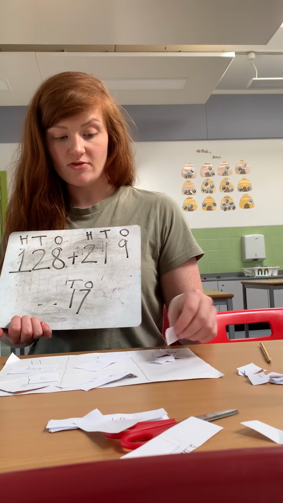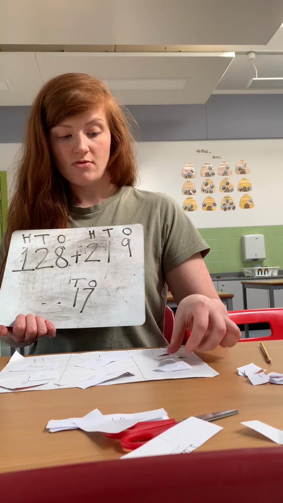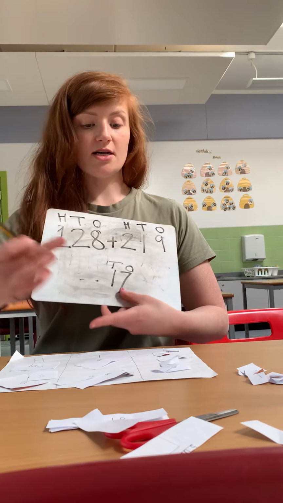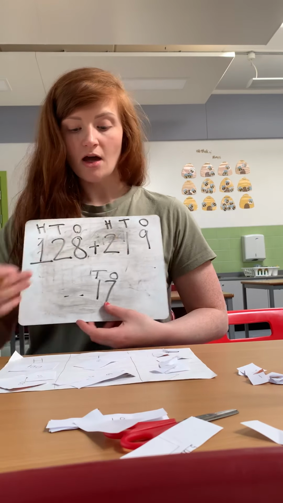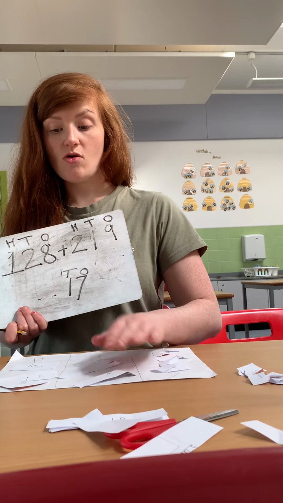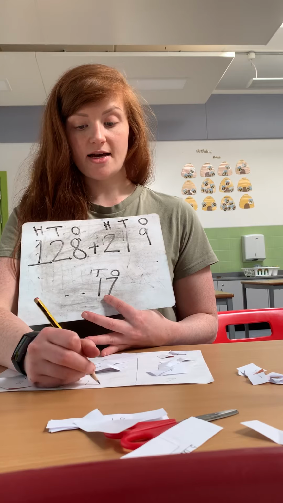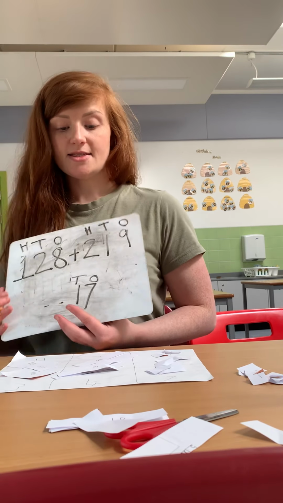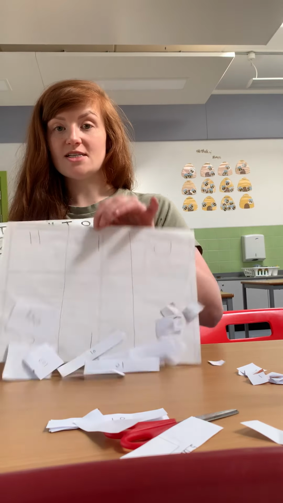Now I can count my leftover ones. So I've got 1, 2, 3, 4, 5, 6, 7. 7 ones, and I would write down the number 7. I count my 10s, 1, 2, 3, 4. So I've got 4 10s now, and I've got 1, 2, 3 hundreds. So my answer is 347, and you can see that.